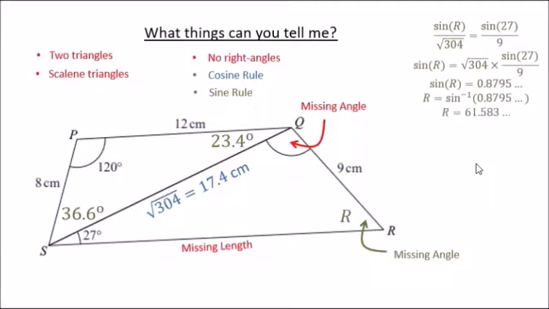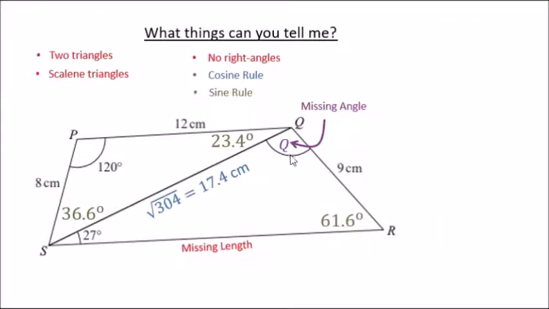So follow the working through, pause it if you need to, make sure you understand how that works. So we get an angle of 61.6 degrees here. We then have this missing angle, which we can calculate using the fact that there are 180 degrees in a triangle. So 27 add 61.6 add angle Q would equal 180. We can rearrange that to get Q is equal to 91.4, which was pretty close to the right angle, but it wasn't a right angle.